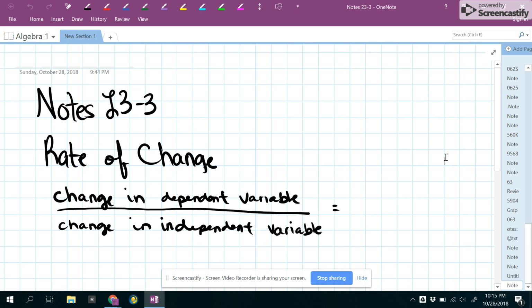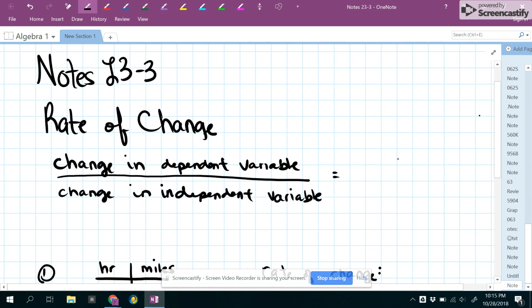These are the notes for lesson 3-3, rate of change. Rate of change is a ratio, and we find this ratio by dividing the change in your dependent variable by the change in your independent variable. And you should remember that your dependent variable is y, and your independent variable is x.